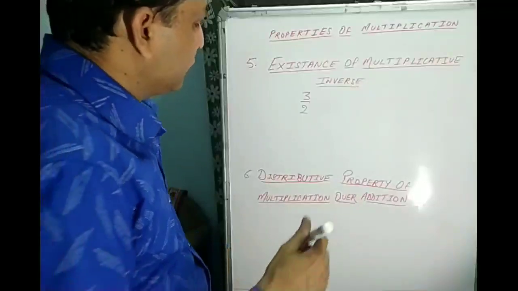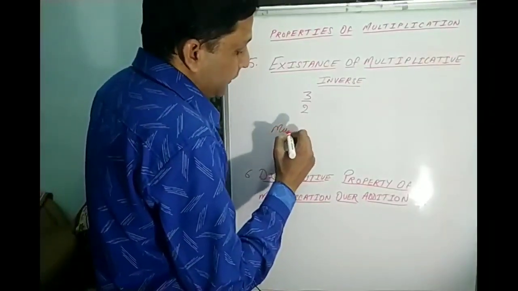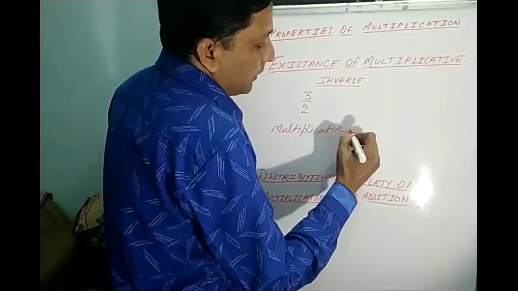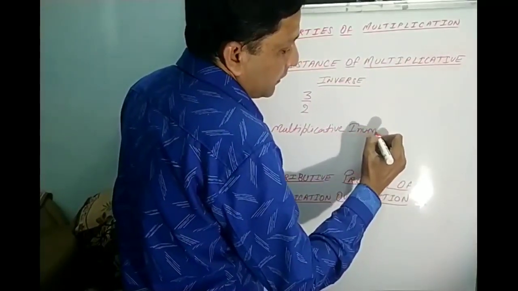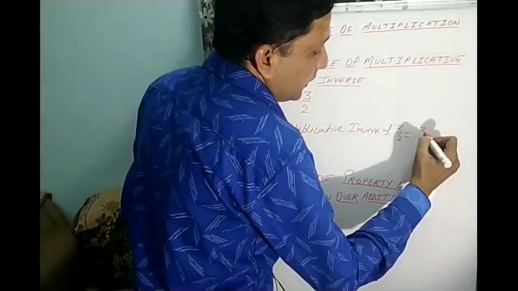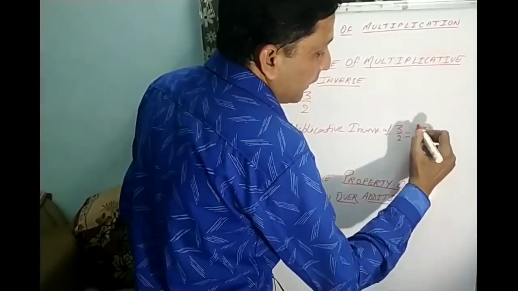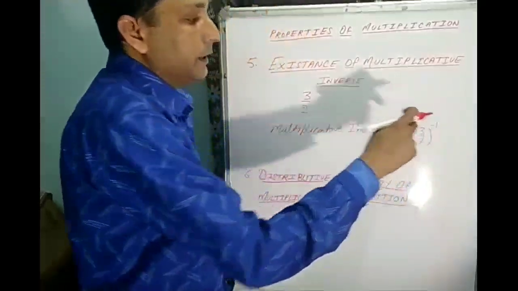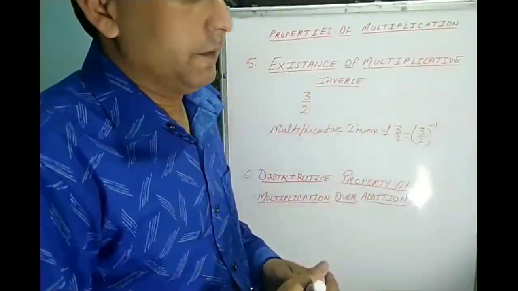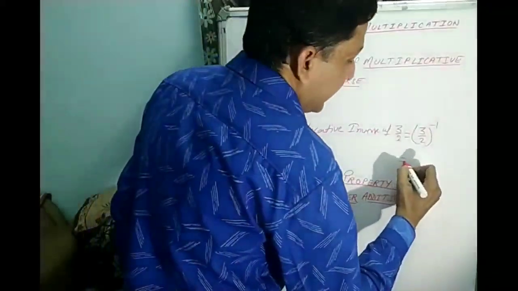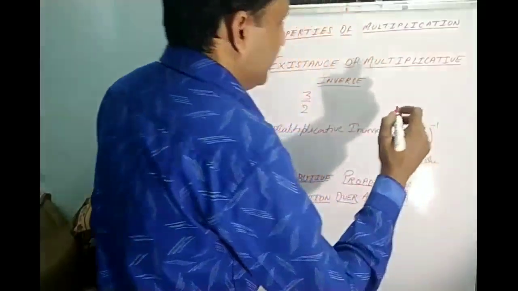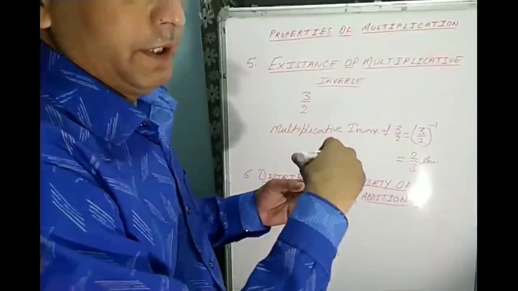So your answer should be: multiplicative inverse of 3 upon 2 is equal to 3 upon 2 raised to the power minus 1. This raised to the power minus 1 denotes the multiplicative inverse, and after taking the reciprocal we will get 2 upon 3. That is the final answer. This property is known as multiplicative inverse.